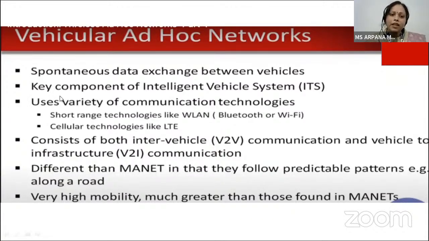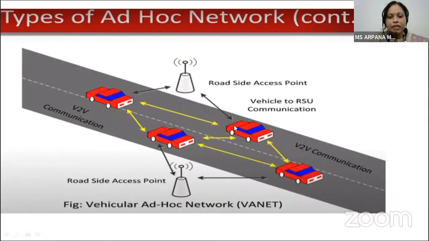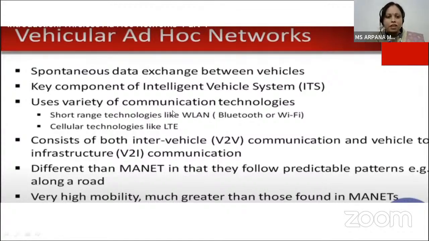Spontaneous data exchange between vehicles is a key component of intelligent vehicle systems. If one vehicle wants to communicate with another vehicle, then some intelligent access points will be implemented on both the communicating vehicles. It uses a variety of communication technologies: short-range technologies like WLAN, wireless local area network, Bluetooth or Wi-Fi technology. 802.11 protocols will be utilized in case of Wi-Fi, and cellular technology like LTE, Long-Term Evolution, consists of both inter-vehicle communication, that is V2V, and vehicle to other infrastructure communication, that is V2I. It is different than MANET in that it follows predictable patterns, that is the longer road.